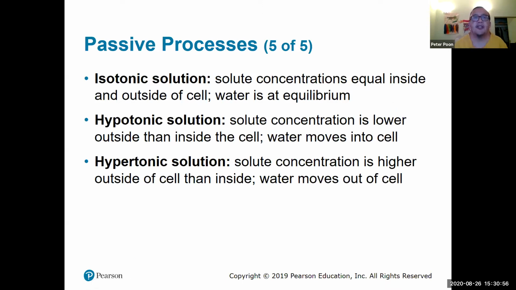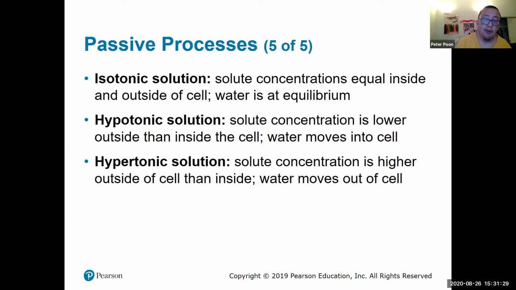Isotonic, hypotonic, hypertonic. Iso, same as, so concentration on both sides is equal. Hypotonic, the salt concentration is lower outside the cell, so water moves into the cell. So if you take a bacteria and put it in fresh water, the bacteria can potentially explode. Sometimes it doesn't because of the strength of the cell wall. But if you remove the cell wall, it will definitely explode.